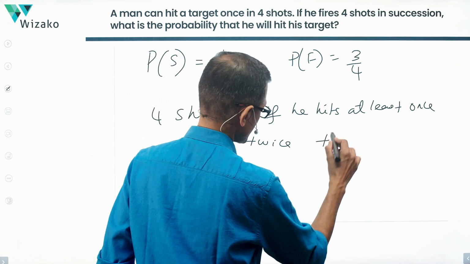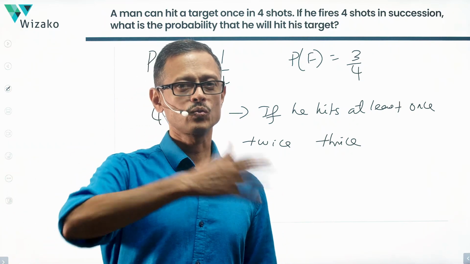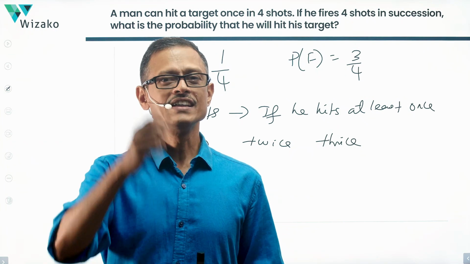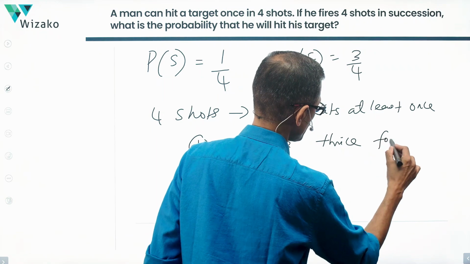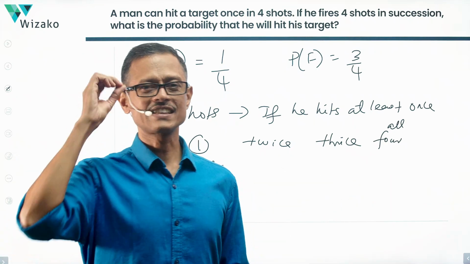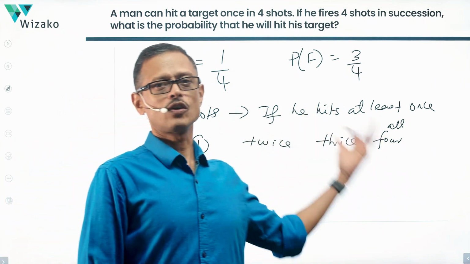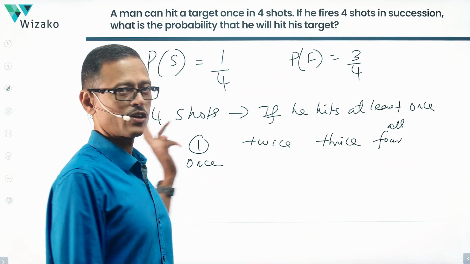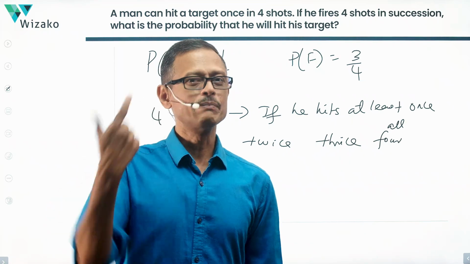He could be a good marksman that he hit it thrice. 1, 3, 4 were success, 2, 3, 4 were success, 1, 2, 4 were success. So he could have had multiple successes. Thrice he could have hit it. Or he could be a phenomenal marksman that all 4 times he hit the target. 1, 2, 3, 4 success. He hit the target every single time. So if he had hit it once or twice or thrice or all 4 times, he would have hit the target. So we need to compute the probability for each of these things and sum it up, that will give us the overall probability. It's probably a slightly better way of going about it.